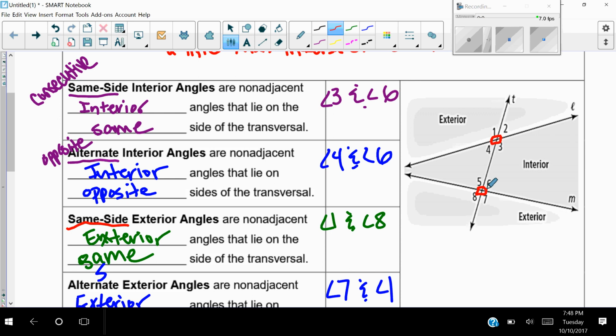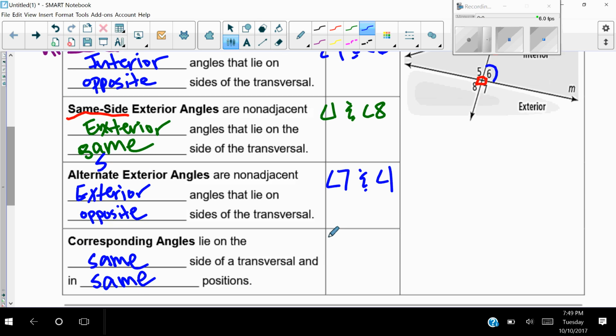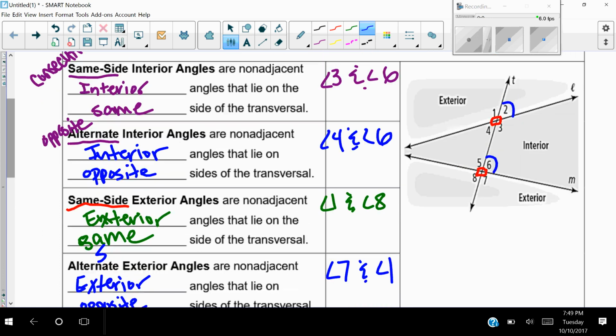Now it doesn't matter which one we start with. We can start with angle 2. If you look at these 4 angles, angle 2 looks like it's in the upper right-hand corner. So we're going to go down here. The one that's in the upper right-hand corner is angle 6. So we're going to say angle 2 and angle 6 are corresponding. They have to be in the same position. Let's try green, purple. We can pick anything.